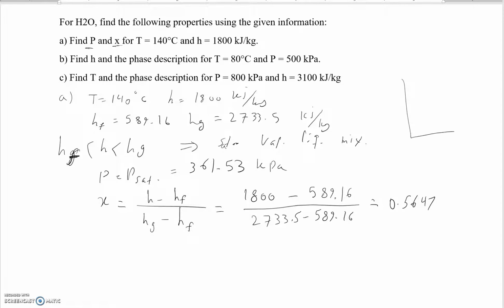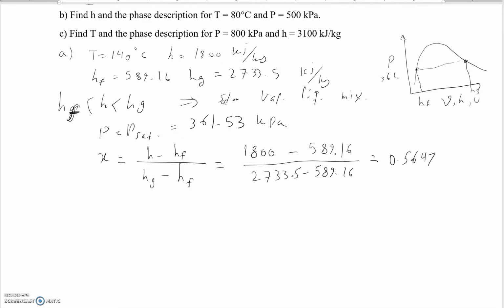Just to remind you, if you have a pressure, specific volume, enthalpy, or internal energy, and you have this phase diagram, then whatever is inside is two phase. Let's say this is your pressure, in this case 361, and this is called HF. This is called HG, could be UF, UG, or nu F, nu G as well, right? So since your H is between these two numbers, then you are definitely within the phase envelope and in a two-phase system. Alright, that's it for part A.